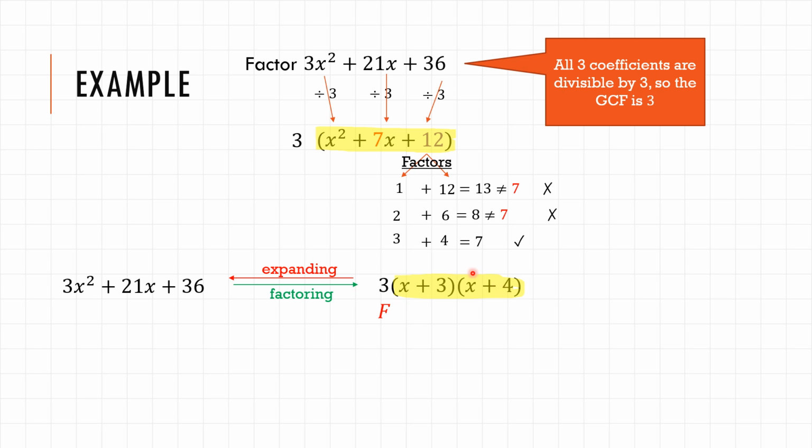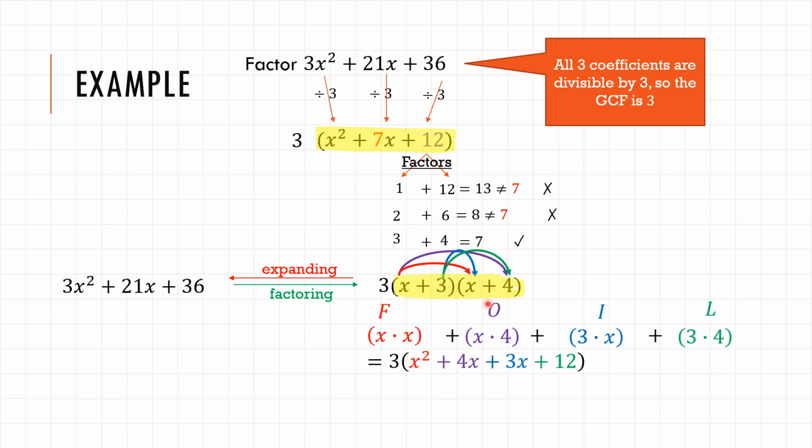I'm going to use FOIL to multiply my binomials: x times x, x times 4, 3 times x, and 3 times 4. When I add them together, I get x squared plus 4x plus 3x plus 12. And these two will combine into 7x.